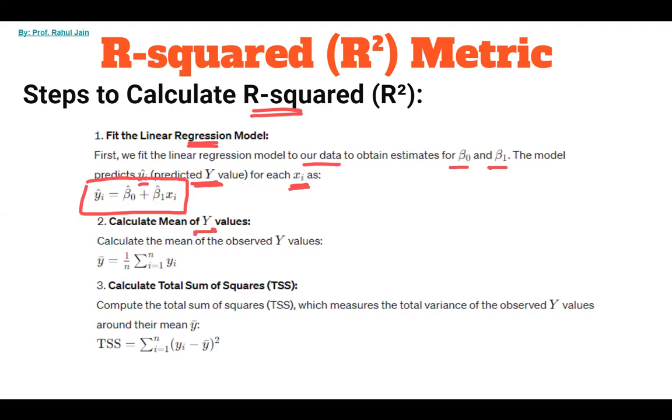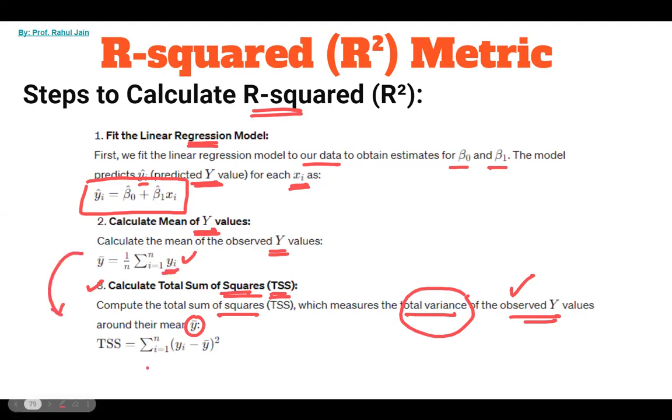Thereafter, we need to calculate the mean of all y values. That is, whatever y values we have, we need to calculate the average of them. After that, in step number 3, we calculate the total sum of squares, that is TSS, which measures the total variance of the observed y around the mean value, right? In this way we are able to calculate TSS, the total sum of squares.